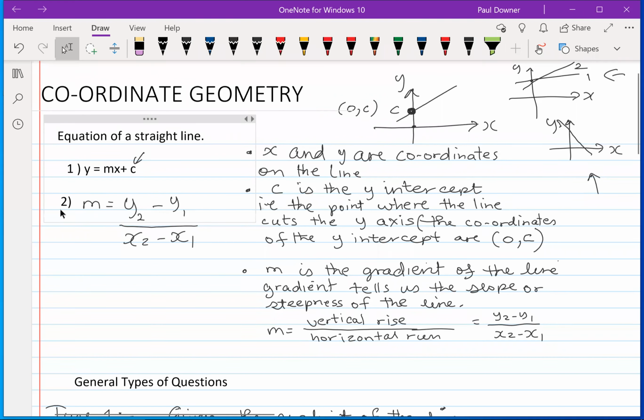And that's this second equation here, which says that m, which is the gradient, is the y coordinate of a second point, take away the y coordinate of a first point, over the x coordinate of a second point minus the x coordinate of the first point. This here really gives us the vertical rise between 2 points. This here gives us the horizontal run between any 2 points. But these are the 2 main equations you need to be focused on when you are working coordinate geometry, equation of a straight line.